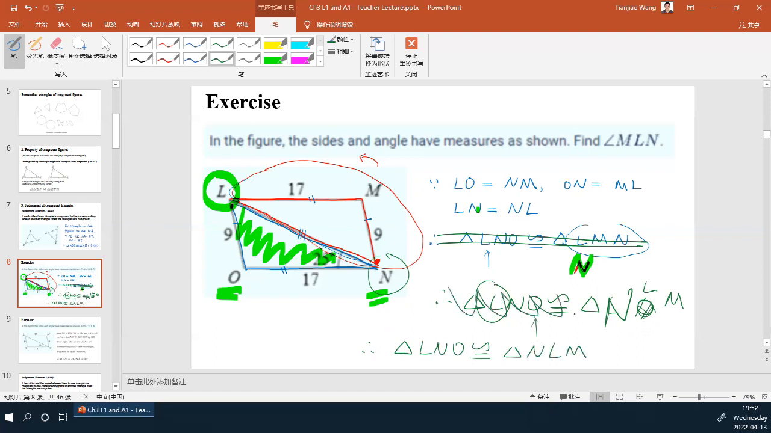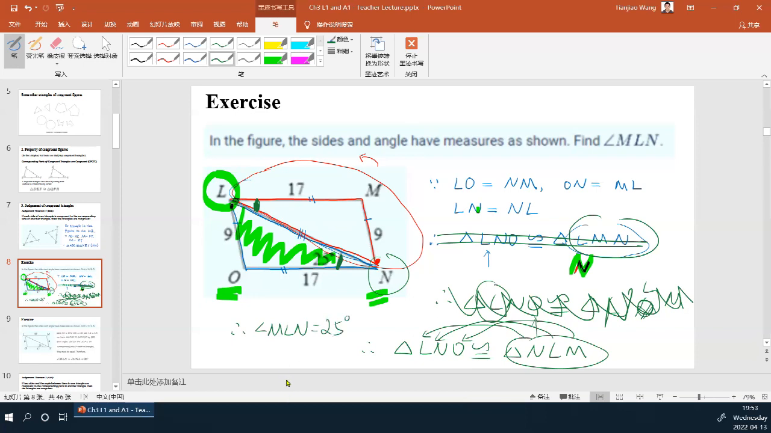Understand? Yeah. So can you see the difference? Yeah. LMN and NLM. Each vertex in the second triangle should correspond to each vertex in the first triangle. You get it? Yeah. Okay, so that means if the blue triangle is congruent to the red one, and we also know that this angle here corresponds to this angle here, right? Therefore, angle MLN equals 25 degrees. You see that? Yeah. Okay.